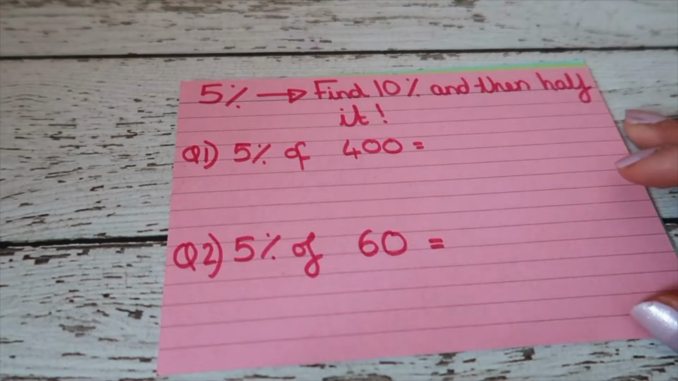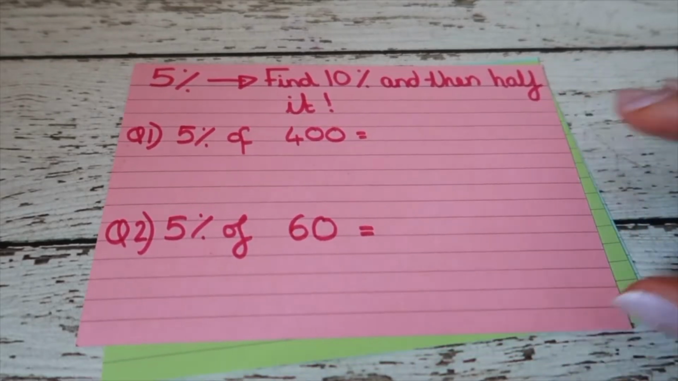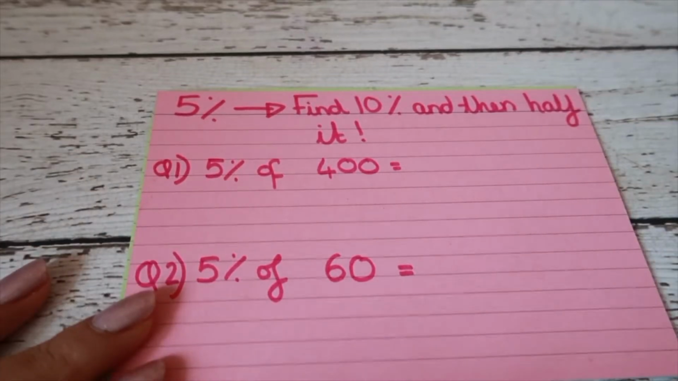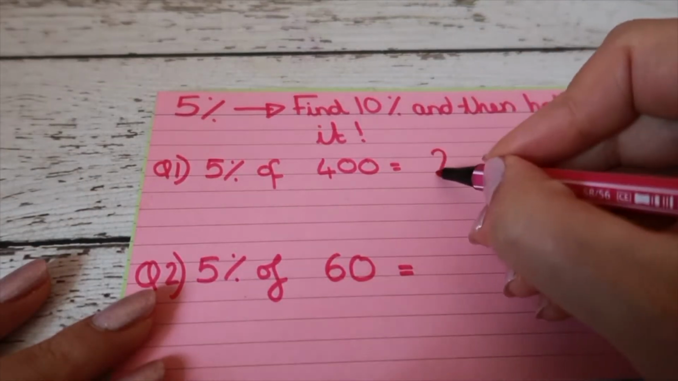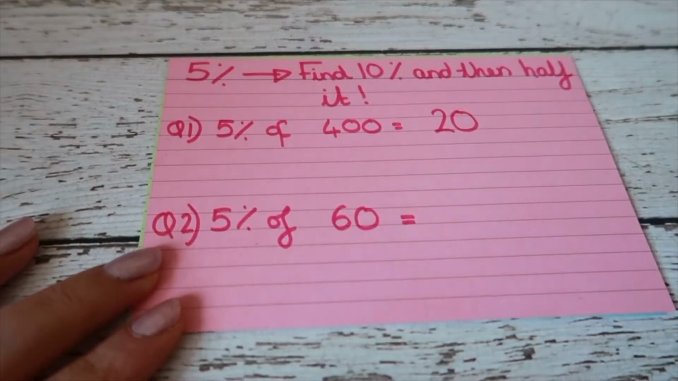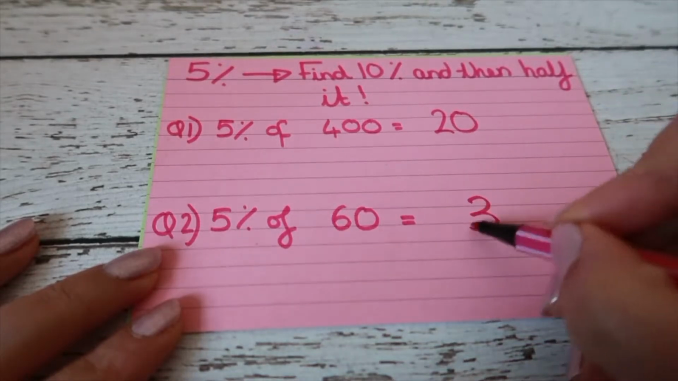Okay, now your turn. Have a go at these 2 questions. So 5% of 400 and 5% of 60. Okay, let's have a look at the answer. So 5% of 400 would be 20, and 5% of 60 is equal to 3.